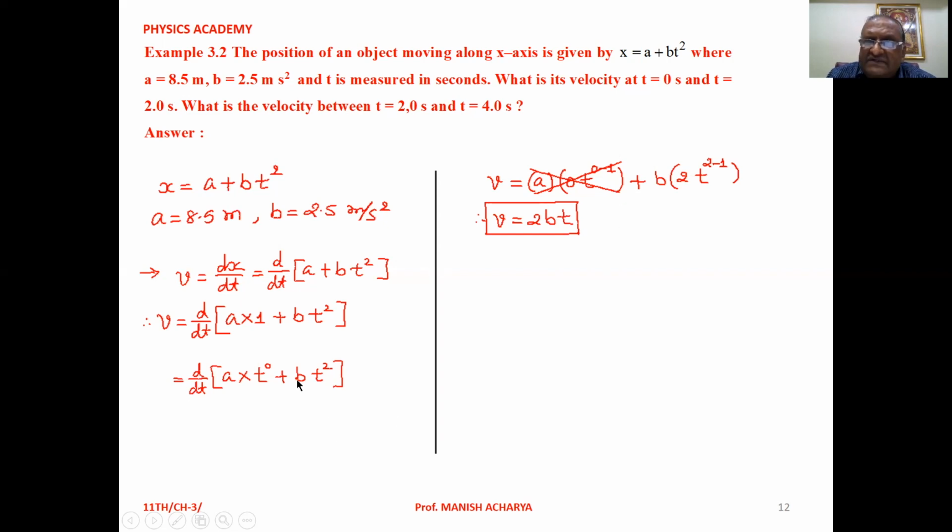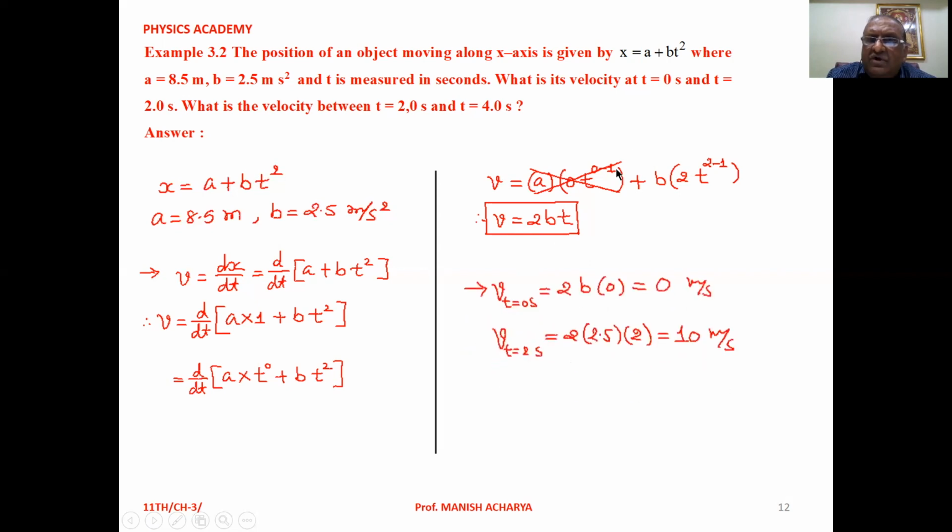Now, for this second term, the differentiation: b is a constant, keep it as it is, t square. So power in multiplication, 2 into t raised to power decreased by 1. So 2 minus 1. So v is equal to 2bt. Now we have a relationship between v and t. So when we have a relationship between v and t, now at any instant, you can calculate the velocity.